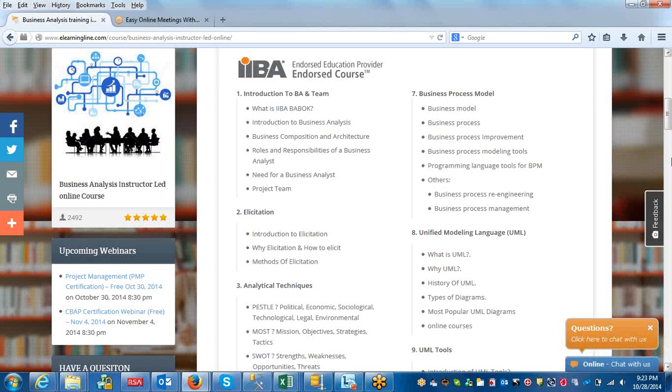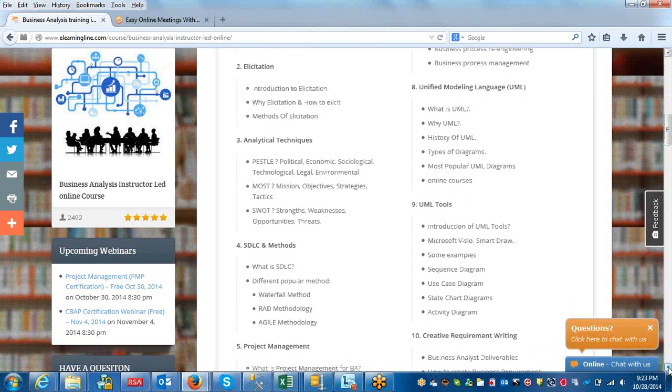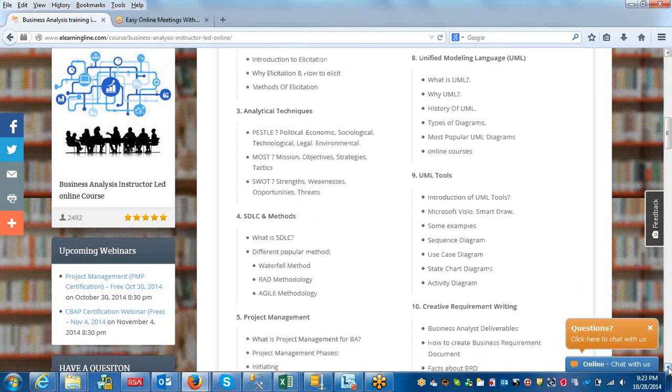Then we have the Unified Modeling Language, which is a very important thing for a business analyst to know, because you will be asked to create different types of models and flow charts to elaborate your requirements. It is a human tendency that 5 pages of diagrams will give more understanding as compared to 500 pages of requirements.